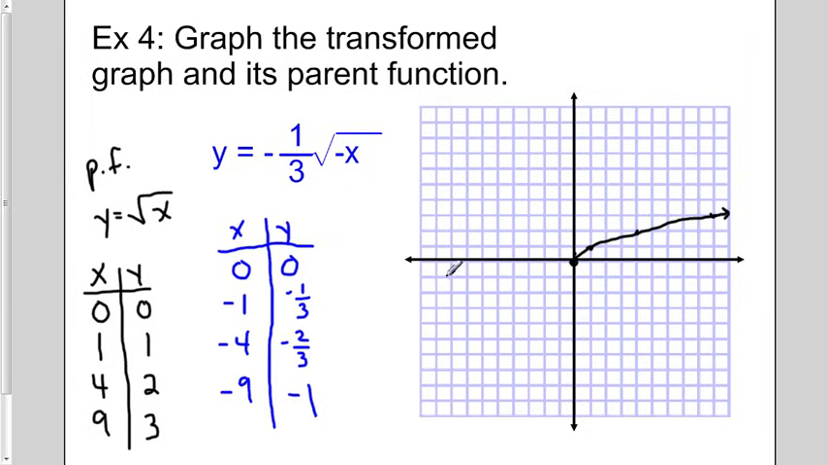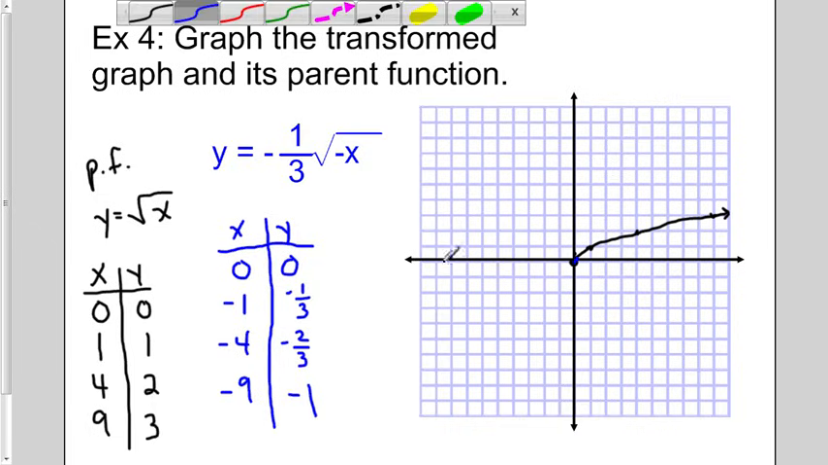So our new function is going to start at 0, 0. It's going to go -1, -1/3, -4, -2/3, -9, -1, and it's going to look something like this. Now, what I want to do, because I don't think this is going to be a straight line, is let's just do one more. Let's do -16 and see what happens there. Oh, shoot. I'm sorry. I didn't graph these correctly. Looks like a straight line because I did it wrong. Let's go back and graph this.